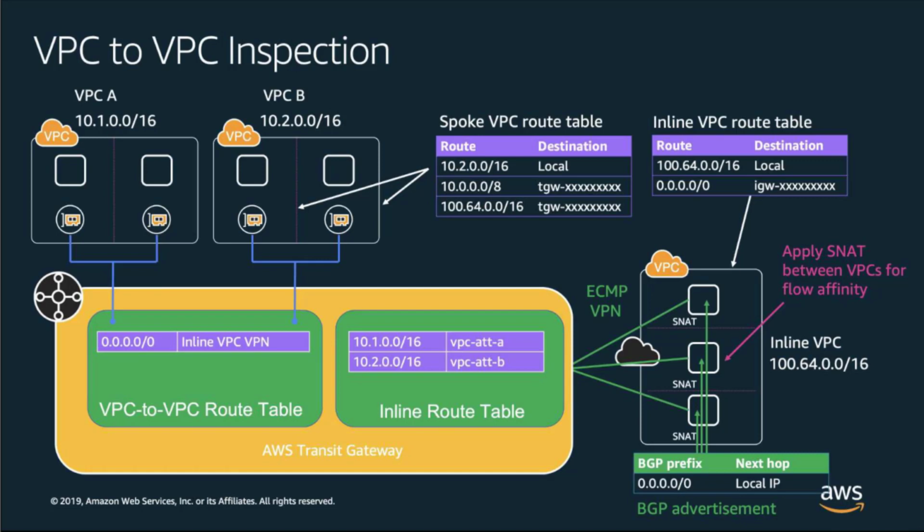Obviously, keep in mind here, each of these VPN connections is still 1.25 gigabits a second. So we are taking that 50 gigabit a second capability of the VPC attachment and essentially moving it down to 1.25.